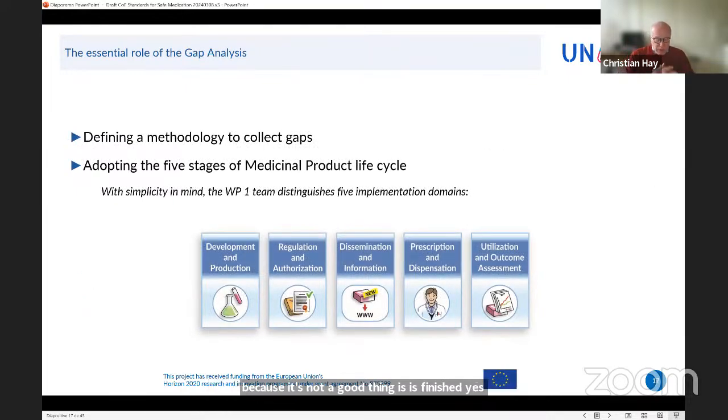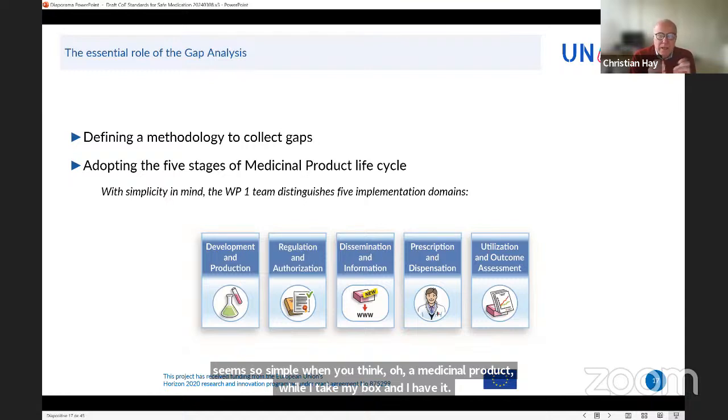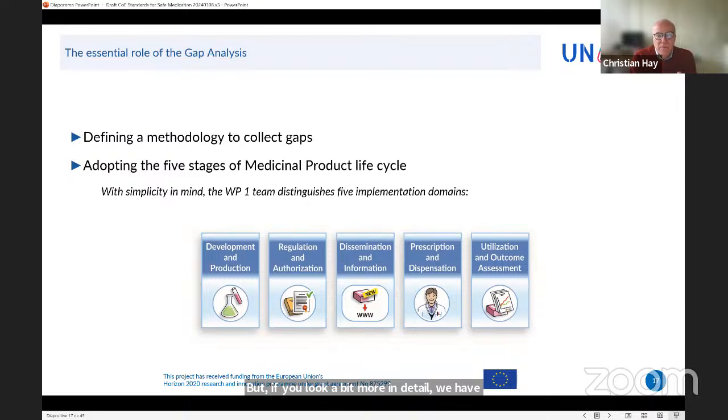The first thing we addressed was to understand the landscape. It seems so simple when you think, oh, a medicinal product. Well, I take my box and I have it. But if you look a bit more in detail, we have identified these 5 domains to implement IDMP. So from the left, development and production, to the right, utilization and outcome assessment.